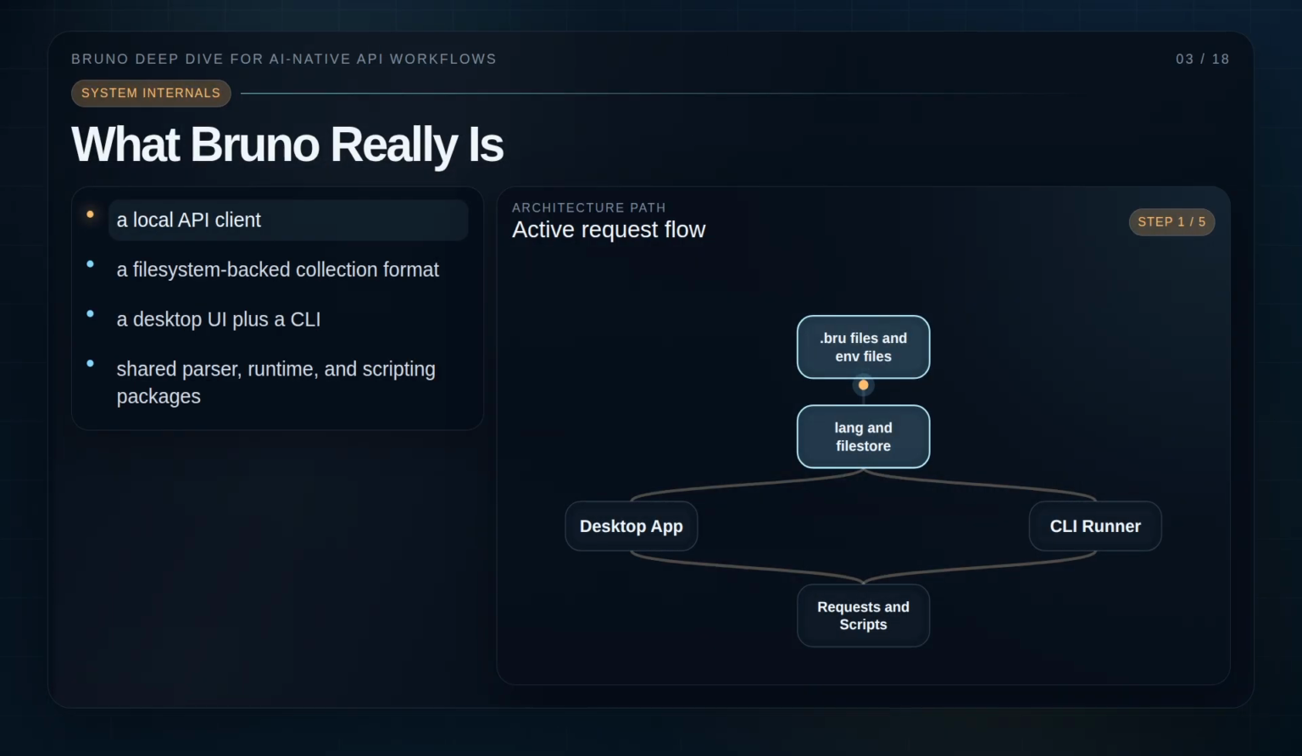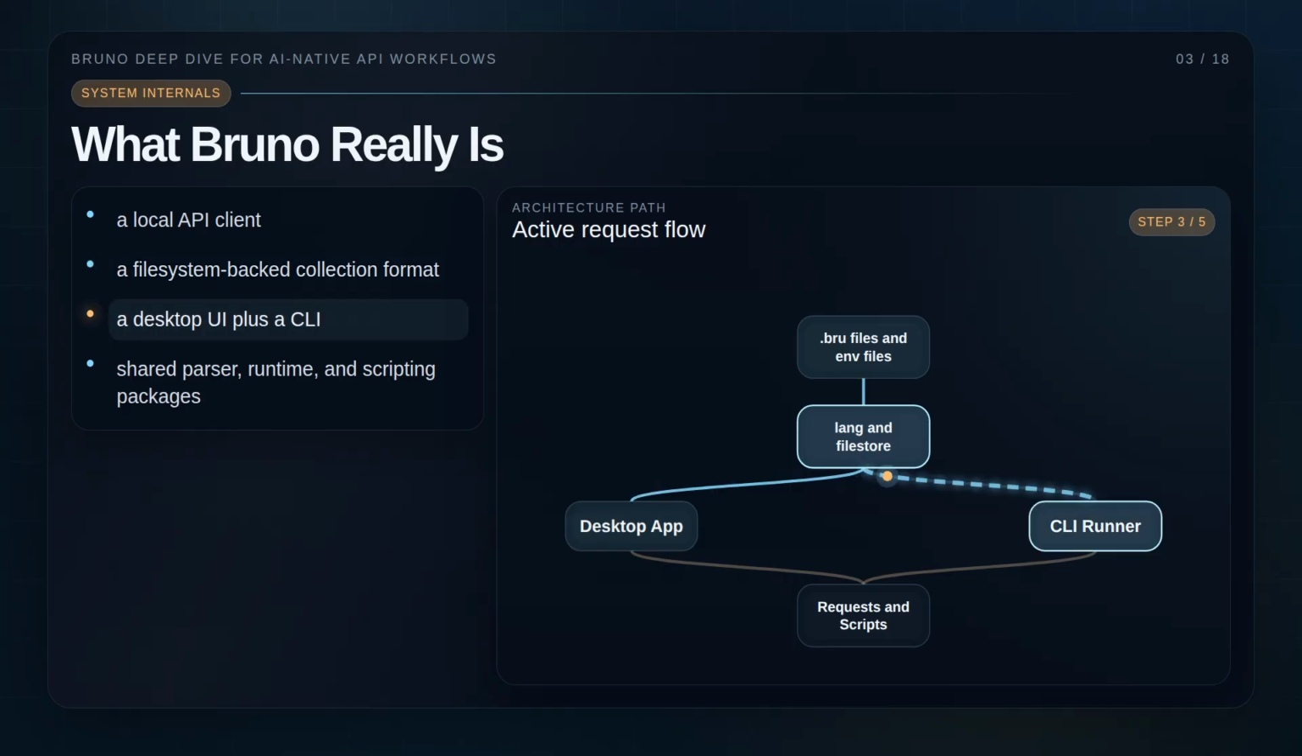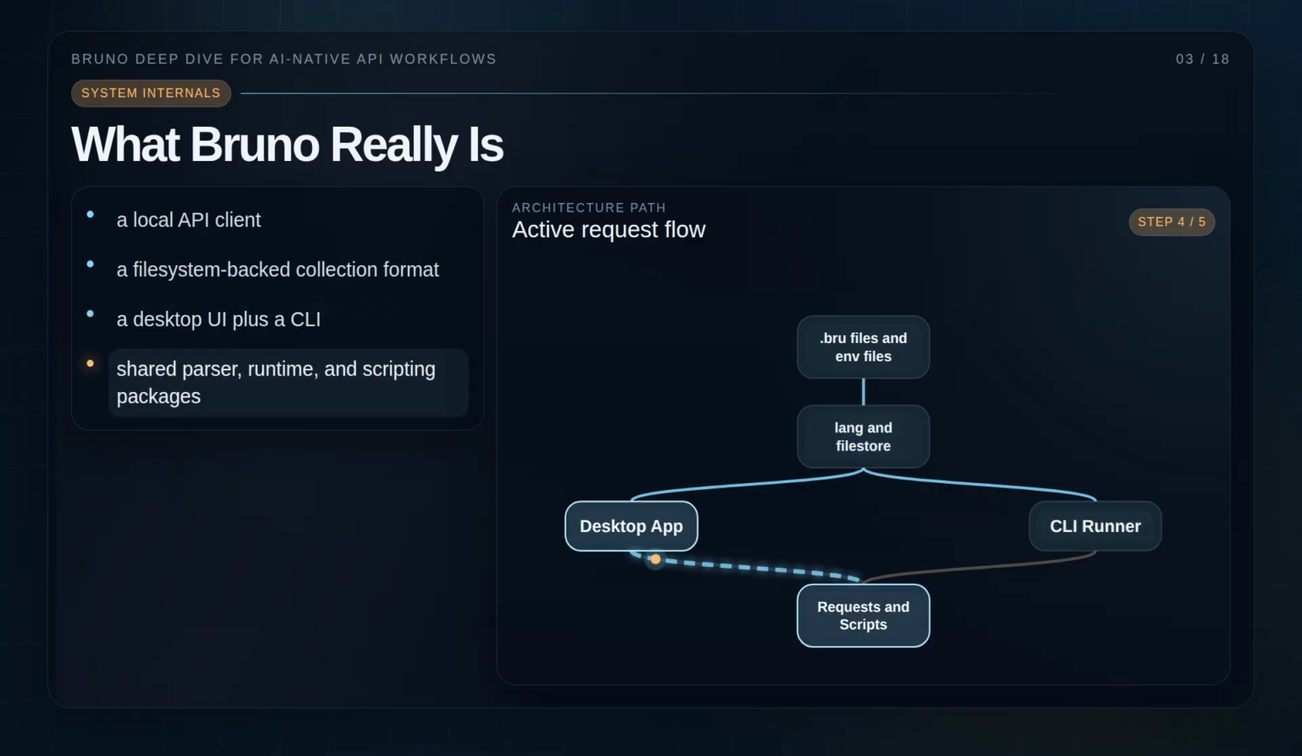The quickest way to understand Bruno is to separate the UI from the system underneath it. Bruno is not just a desktop app with tabs. It is a local API workflow system built around files on disk. Those files can be opened in the desktop app, parsed by shared packages, executed by the CLI, and versioned in Git. That is why Bruno is more interesting than a simple replacement story.